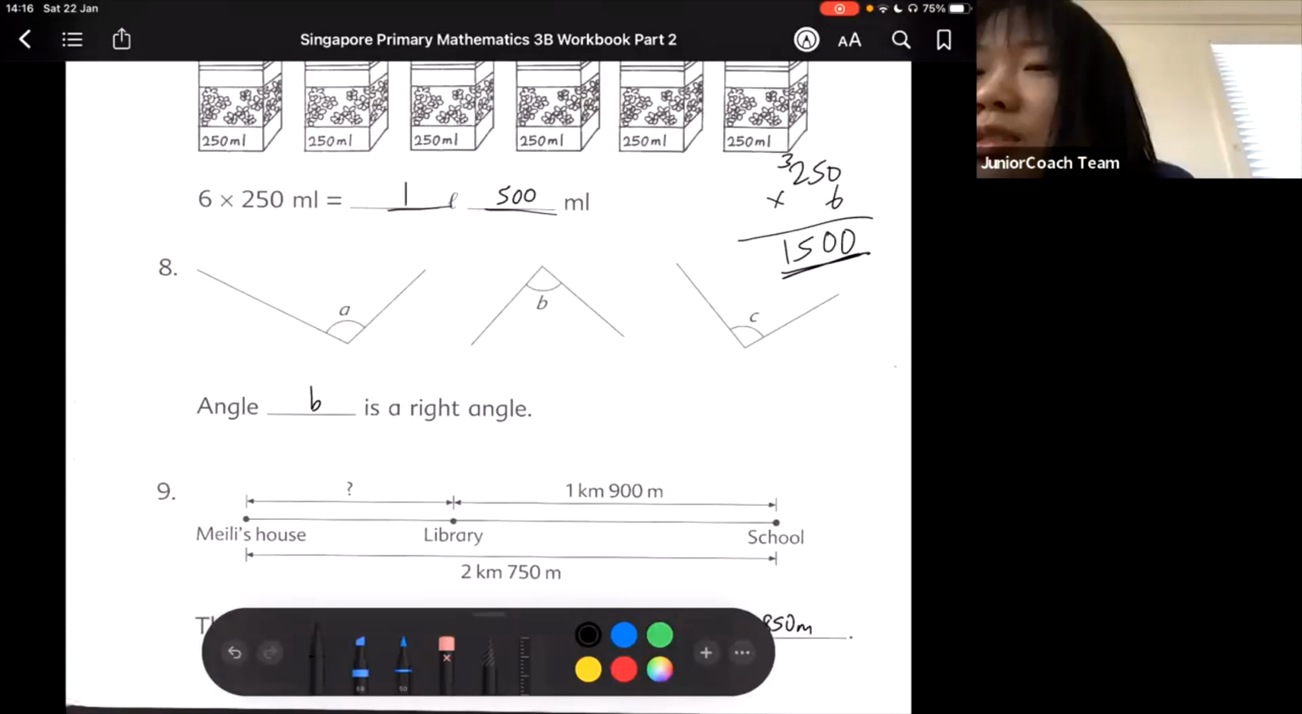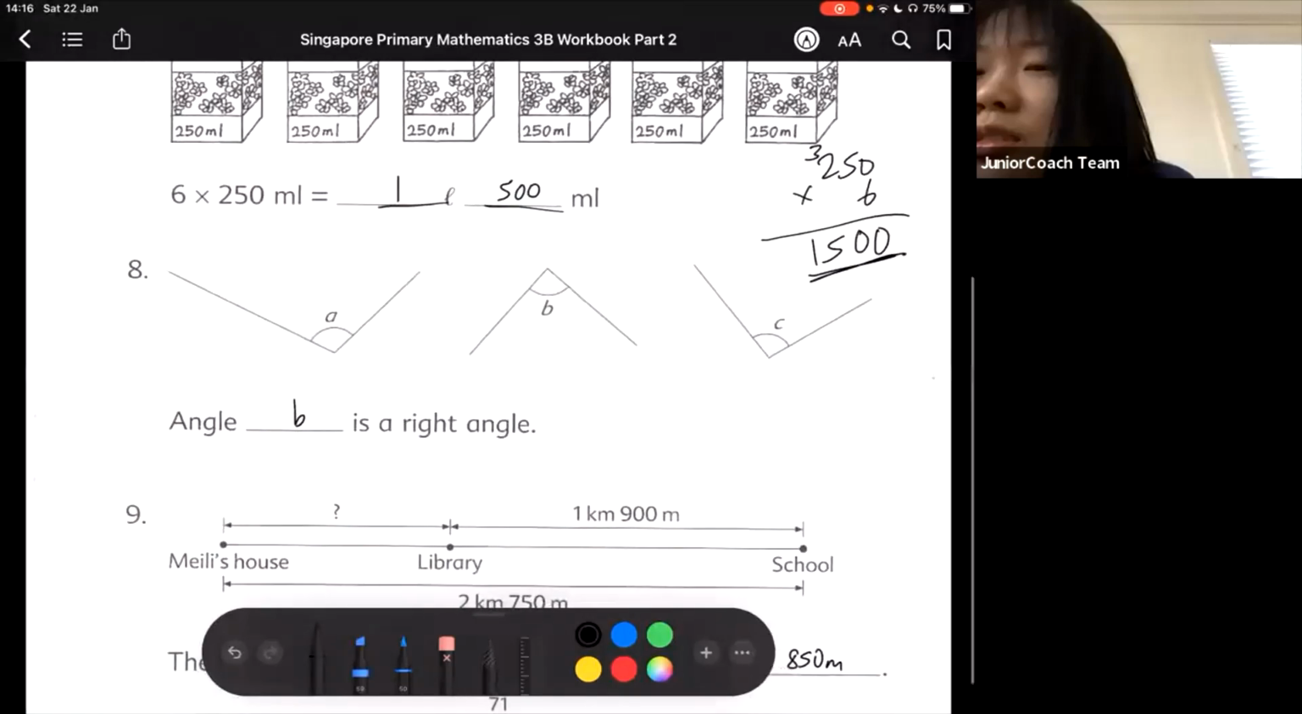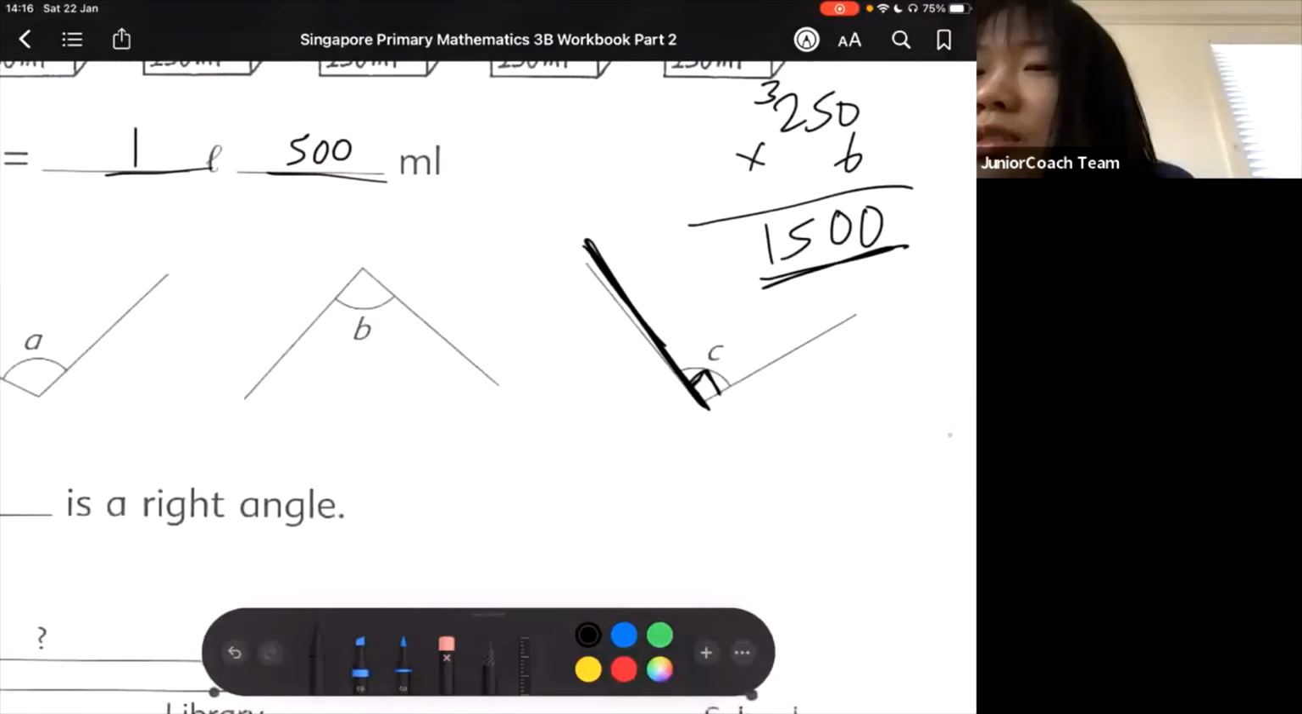This one you all got right, I think. B is the right angle here because it's exactly there. C is a little bit bigger than a right angle, so it might be a little bit confusing, but a right angle is like that, the line I drew, not that.